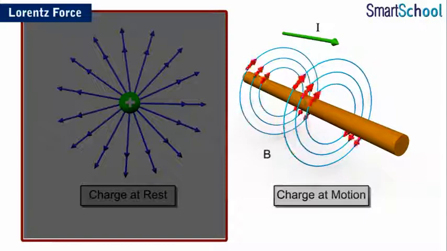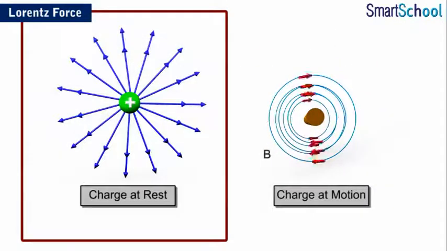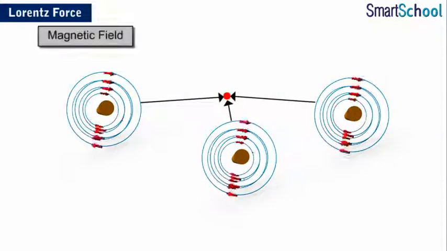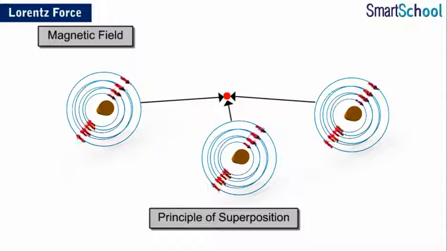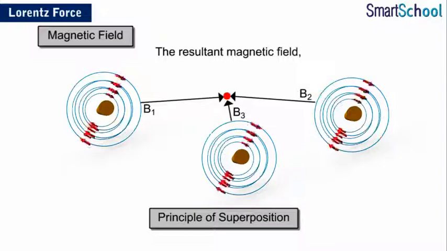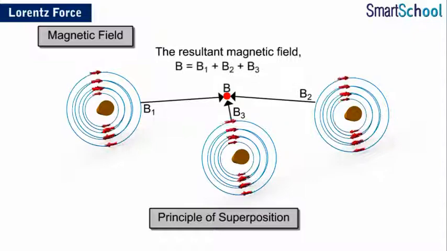The properties of a magnetic field are identical to those of an electric field. Similar to an electric field, the magnetic field also obeys the principle of superposition. Consider B1, B2, and B3 as magnetic fields at a point shown due to three different sources, such as three current-carrying conductors. Then, the resultant magnetic field B at the point is the vector sum of the individual magnetic fields. That is, B is equal to B1 plus B2 plus B3.